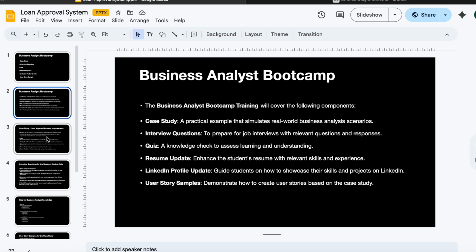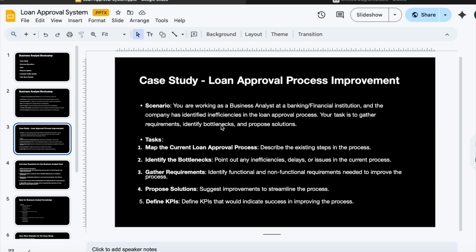Okay, let's dive in. So the scenario is a loan approval process improvement. You are a business analyst working with a bank or financial institution that has identified issues in its loan approval process. So the bank or the financial institution wants to streamline this process, reducing processing time. These are the expected outcomes, and improve customer satisfaction. The goal is to improve overall efficiency and effectiveness of the loan approval system.